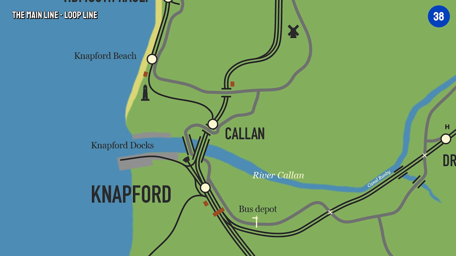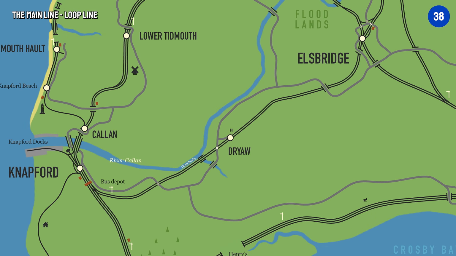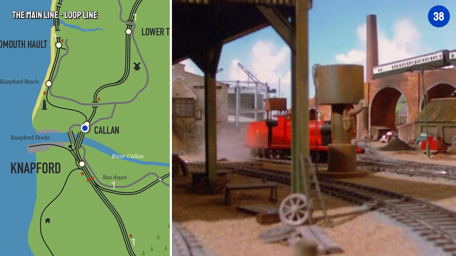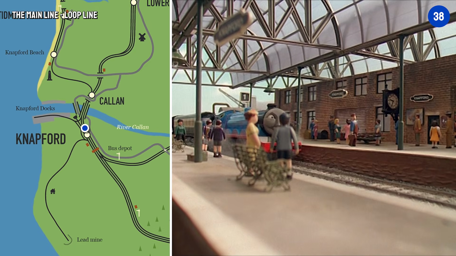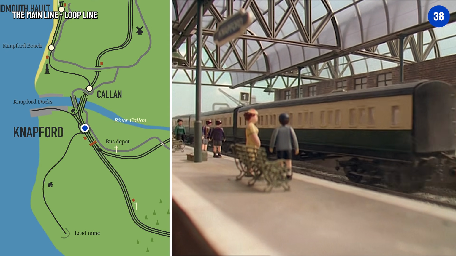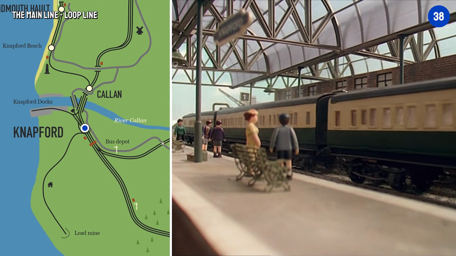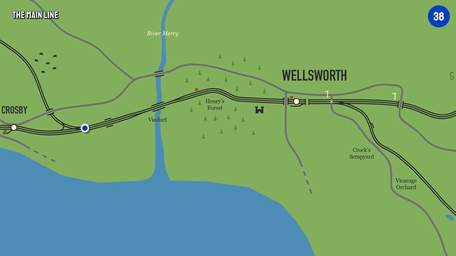So I've placed it here, where the 3 lines come together again before entering Knapford, appropriately right on the River Callan. Through Callan we go, and the 2 tracks travel above the shunting yard, as seen here, and into Knapford Station, completing the loop. What an ordeal. So now that the loop is explained, let's resume the main line.